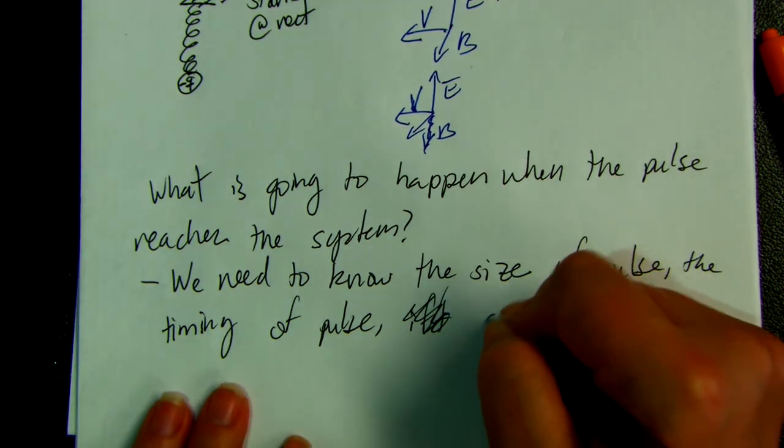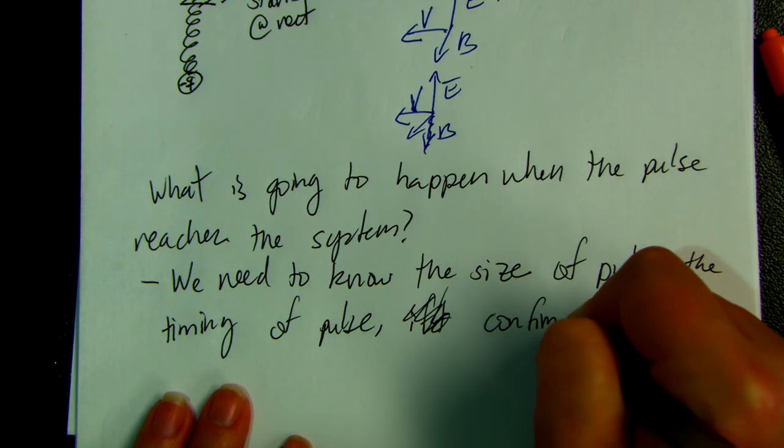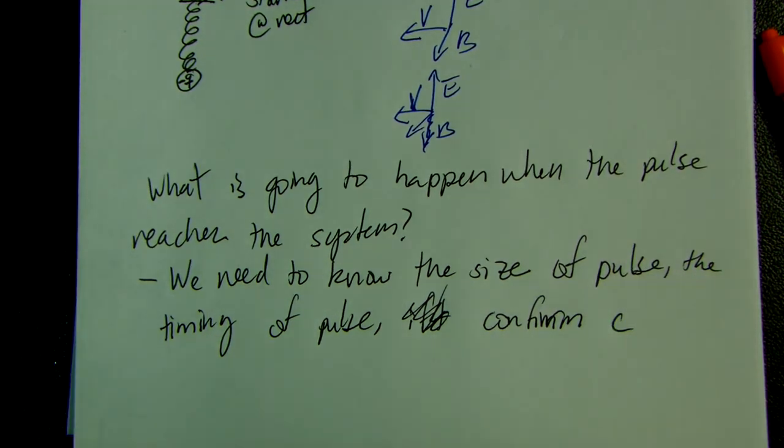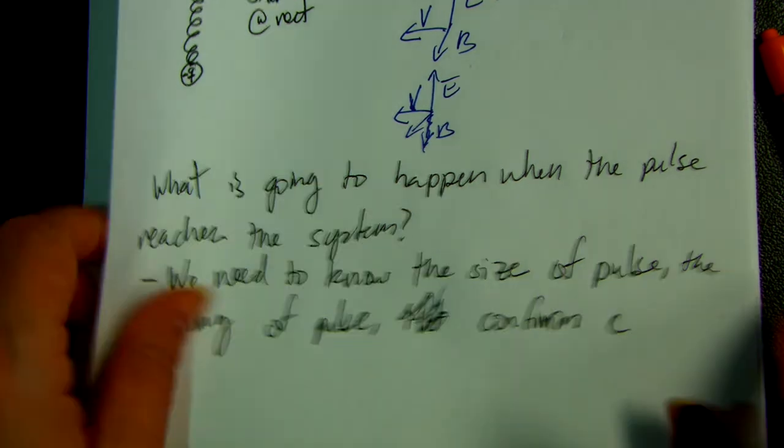So we'd need to confirm C. I mean, it's a pretty standard assumption with electromagnetic radiation. Although you can work in a lab that looks at slow light. So they have slowed light down to as slow as 300 meters per second, which is pretty cool. All right.